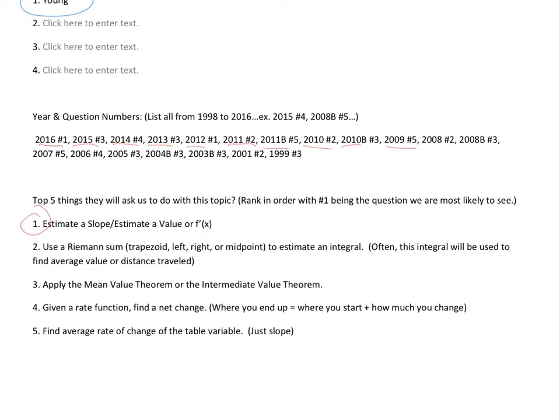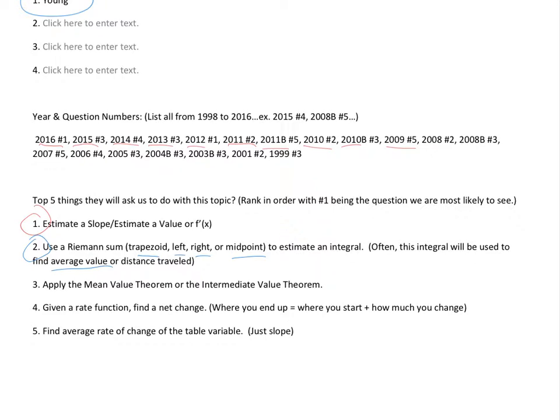Then they are almost every single time going to ask you to do a Riemann sum, and that could be trapezoid, left, right, midpoint. All of those are possibilities. I think probably trapezoid is the most common, but you'll see all of them if you flip through all of these years. And then it's not usually just going to say find this integral. It's going to have some other application of the integral. A lot of times it would be average value. So we'll review what average value means.